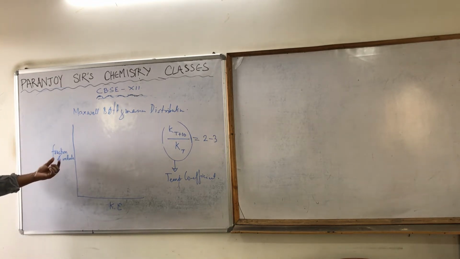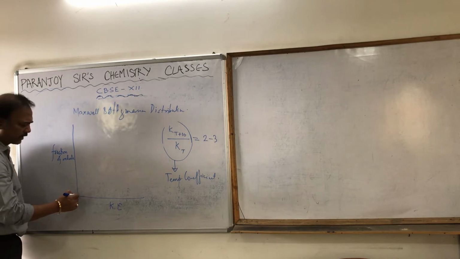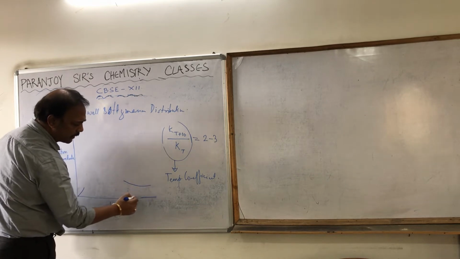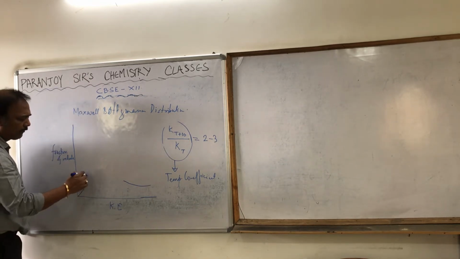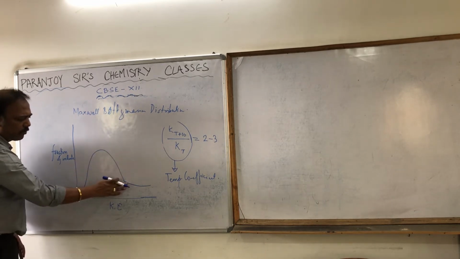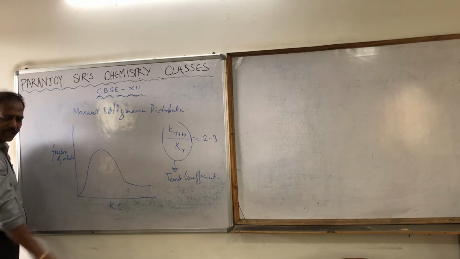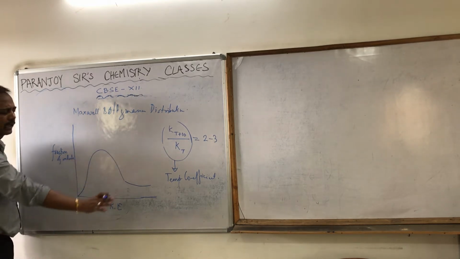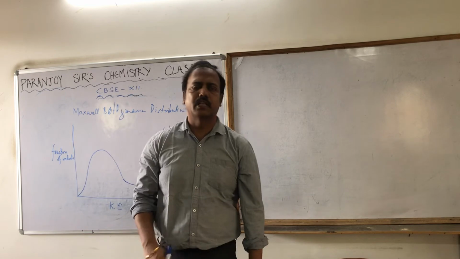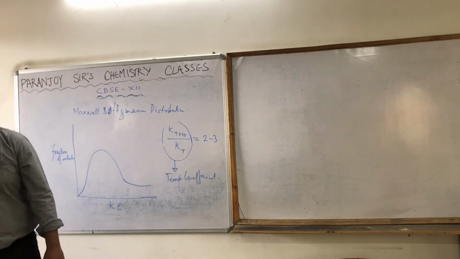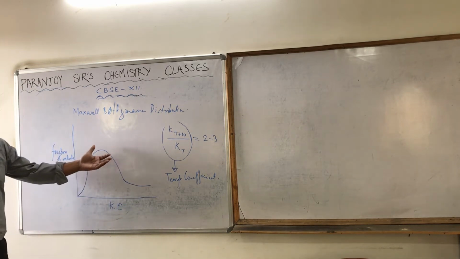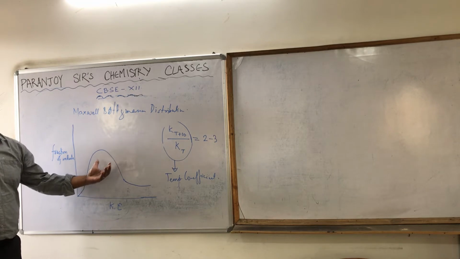What I told: very few fraction of molecules will have very less kinetic energy, very few will have very high kinetic energy, but most of the fraction will have the average kinetic energy. That will be the peak. So this will be the nature of the graph of any variation. Very few will have the lesser value, very few will have the higher value, and average values will be shown by most of them.